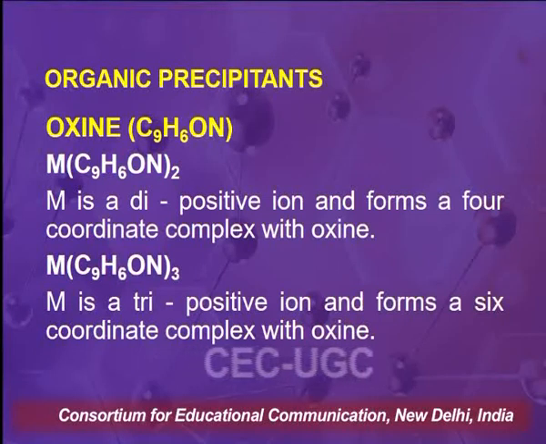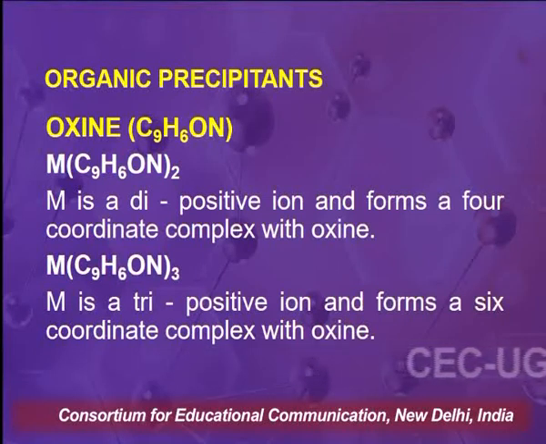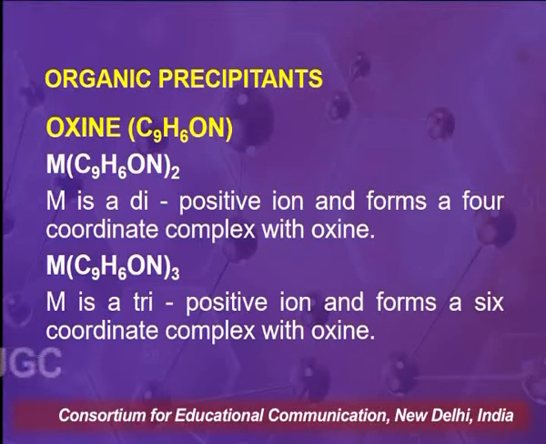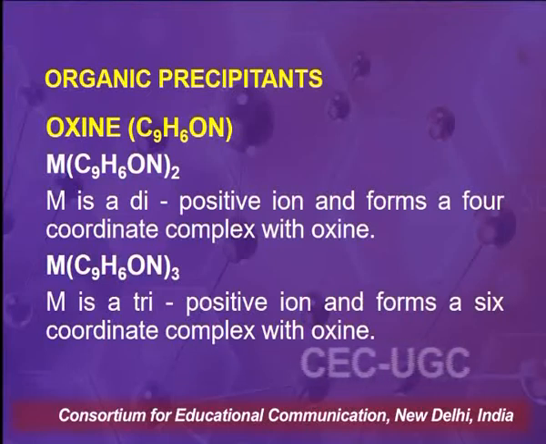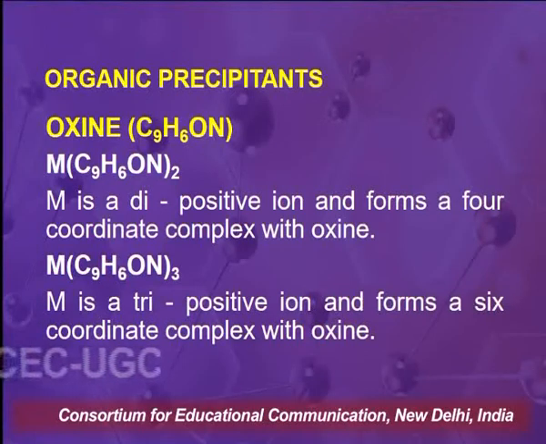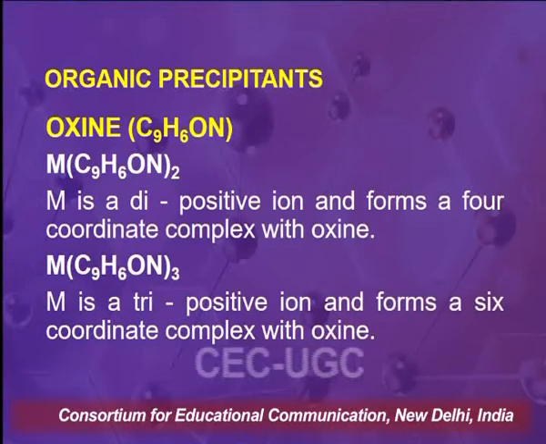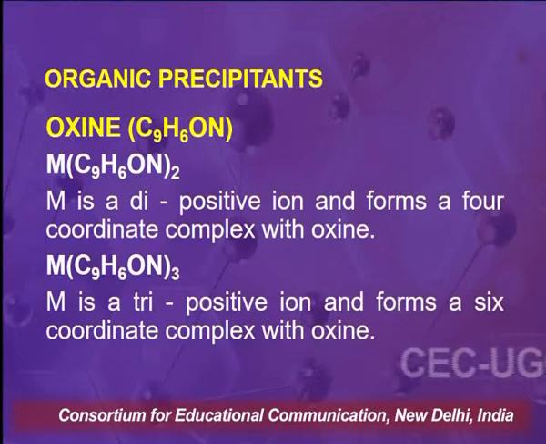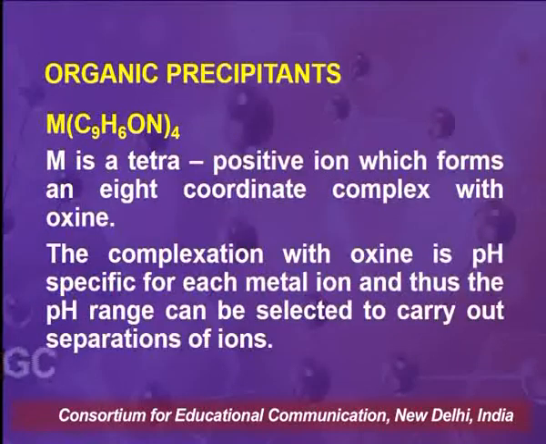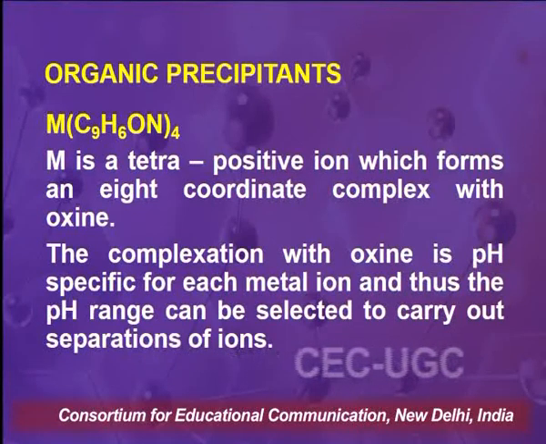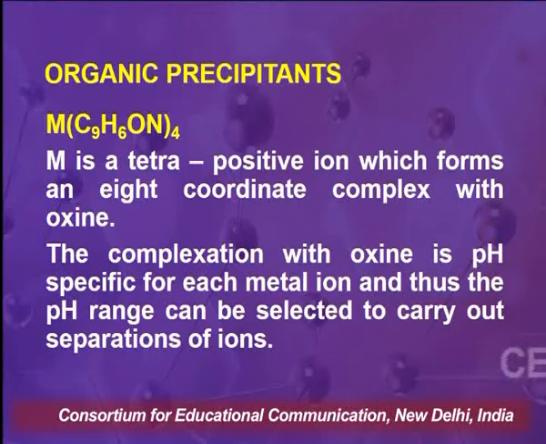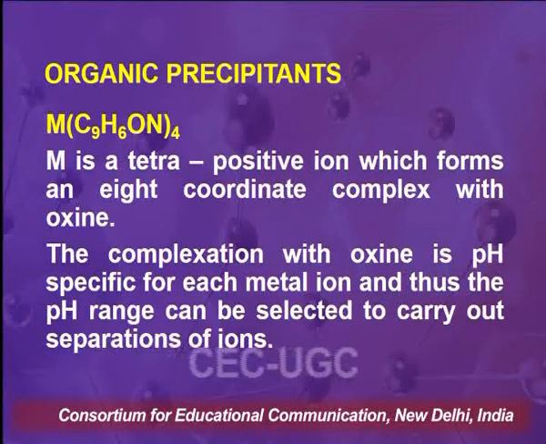Now oxine is a bidentate ligand, therefore a 4 coordinate complex will be requiring 2 moles of C9H6ON, whereas in case of 6 coordinate complex, 3 molecules are attached to the metal, since again as I have mentioned, oxine is a bidentate ligand. So it needs to satisfy coordination number of the metal accordingly. In case where 4 molecules of C9H6ON or oxine are attached to the metal, in that case metal is a tetrapositive ion which forms an 8 coordinate complex with the oxine.